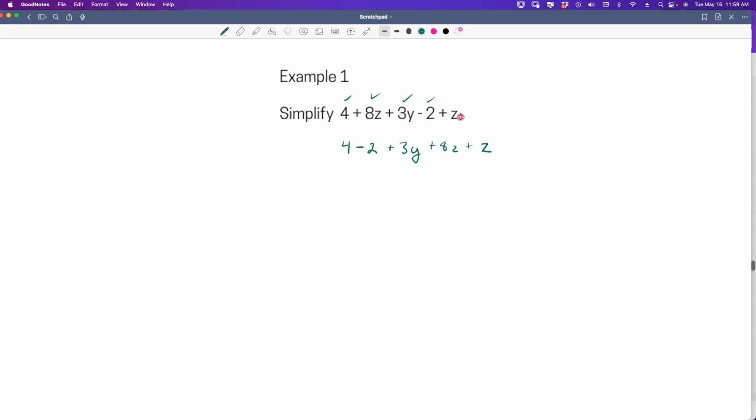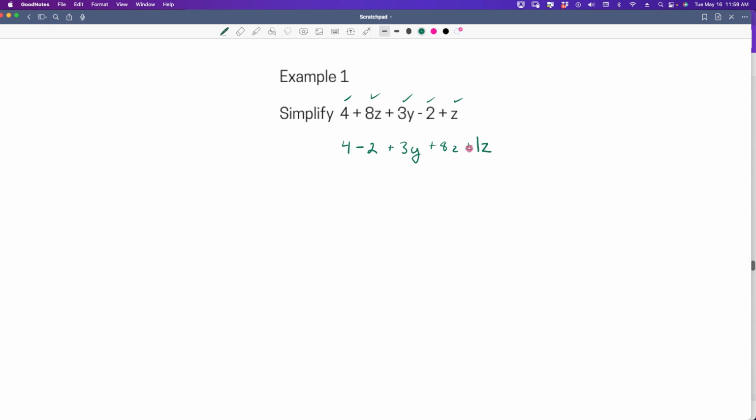Now, whenever you have a variable all by itself, it is understood that there is a constant of 1 right in front of it because we are saying 1 times z, whatever the value of z is. It's understood that it's there 1 time. But mathematicians are lazy. So if we don't have to write the number 1, we don't write the number 1. So it's understood the 1 is there, but we don't write it.